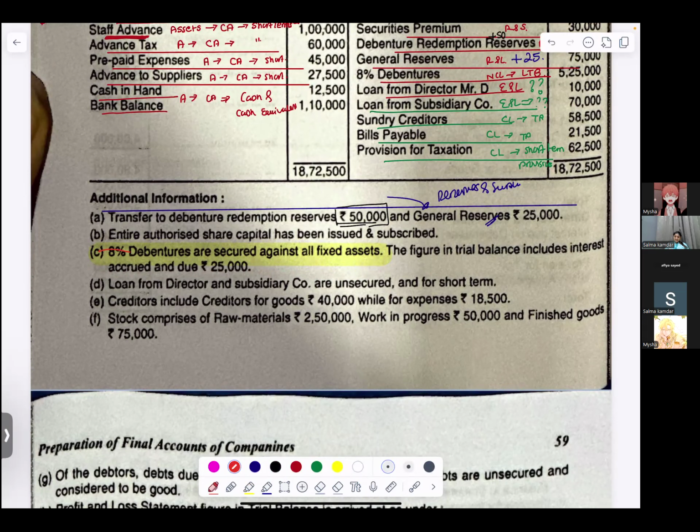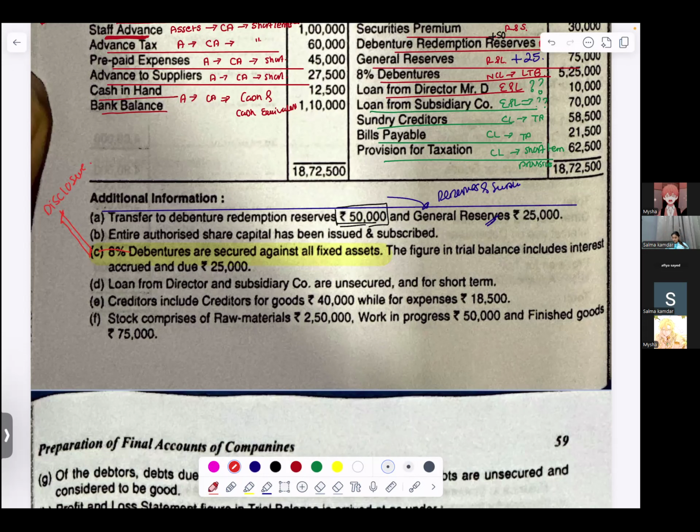That your liability is secured against your asset. So that means that asset is already given as security. So should shareholders know about it or not? They should know about it. So there is a disclosure needed.